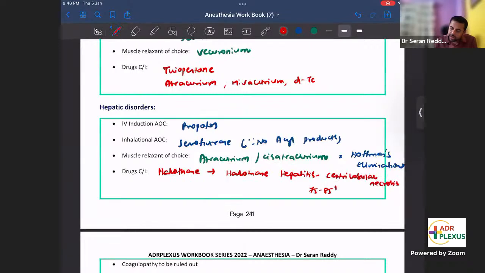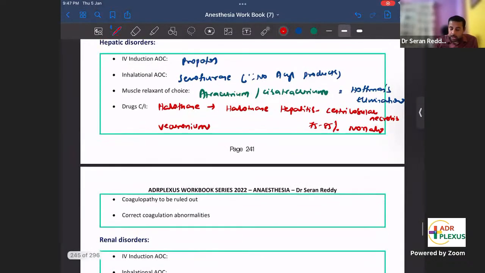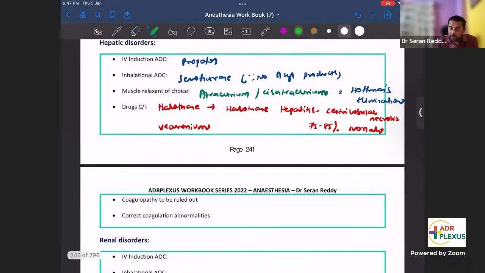75 to 85% mortality. Very notorious drug, which we call halothane. And other drugs like vecuronium, because this muscle relaxant, vecuronium, is eliminated through the liver. Metabolism is through the liver. In all liver disorder patients, coagulopathy has to be ruled out, and correct all the coagulation abnormalities.